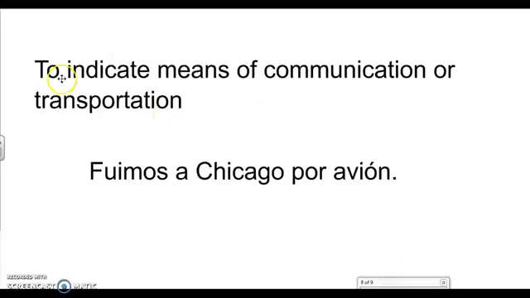And lastly, we use por to indicate means of communication or transportation. For example, fuimos a Chicago por avión. We went to Chicago by plane. That was our means of transportation. For communication, you might hear something like, hablamos por teléfono. We talked on the phone. That was our means of communication.